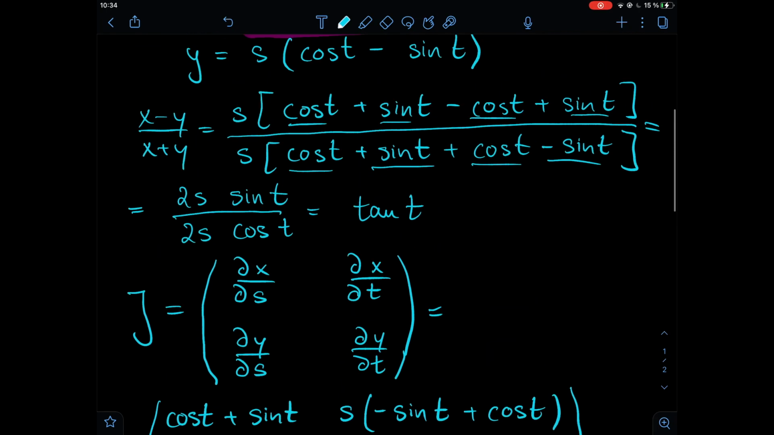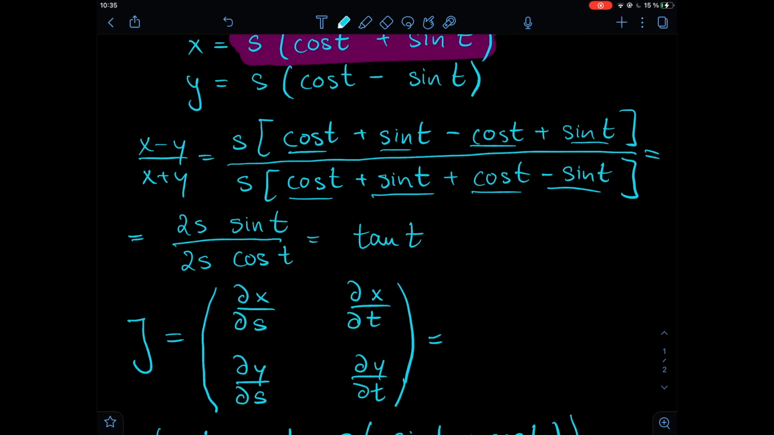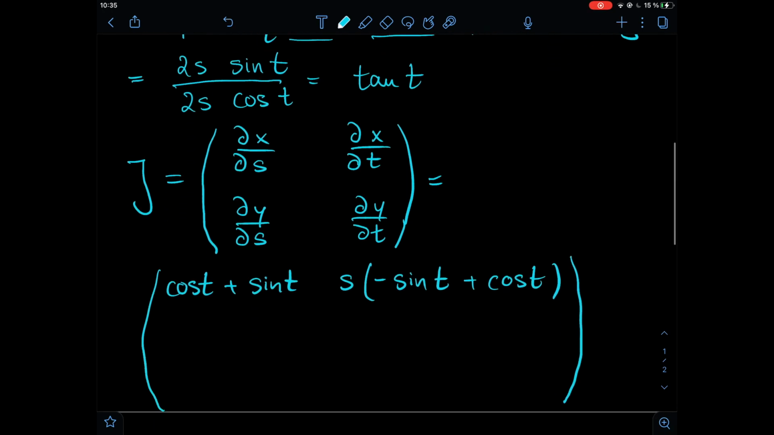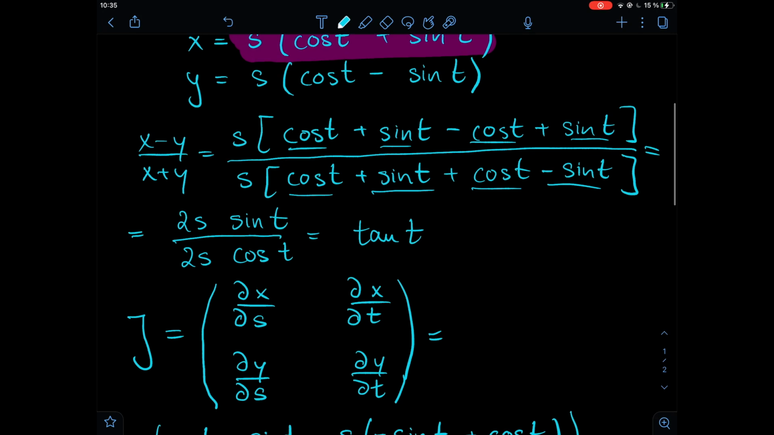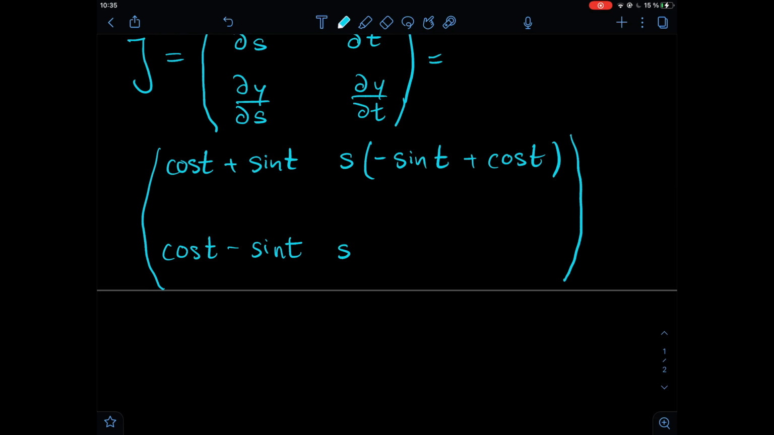We have to take a look at y. So now we do it the right way, in the right order. First take the derivative of y with respect to s. As we will see, we will just remain with cosine of t minus sine of t, and now we take the derivative of y with respect to t, and what we will get is minus sine of t minus cosine of t. So here we will have s times (minus sine of t minus cosine of t). So this is our Jacobian matrix.